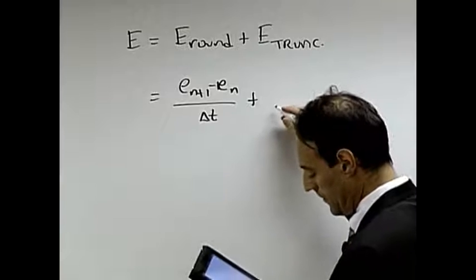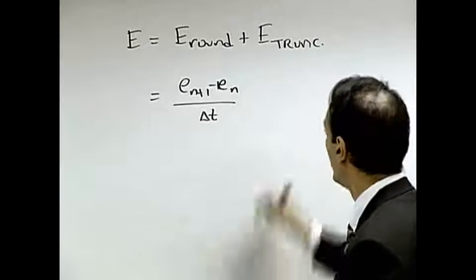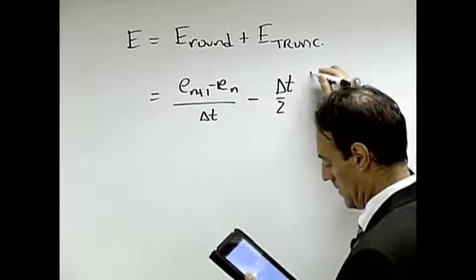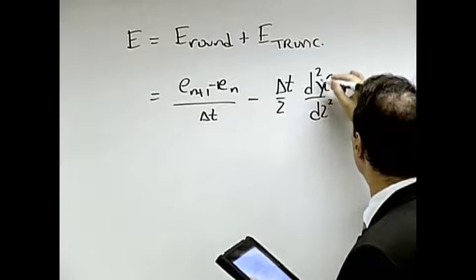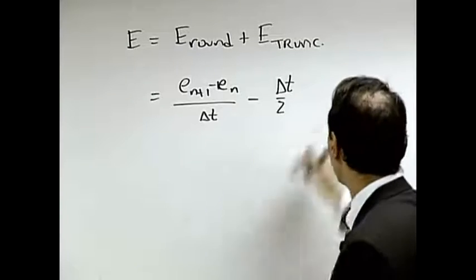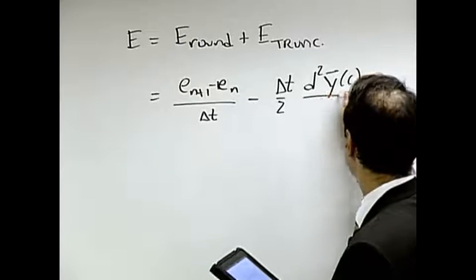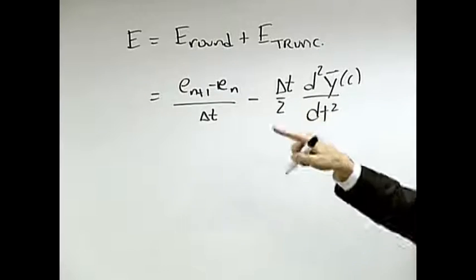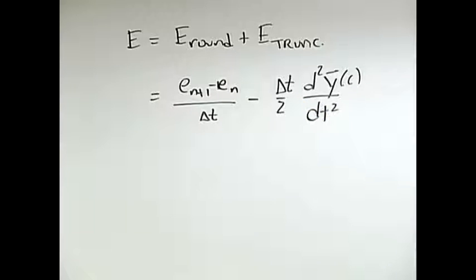Plus, here in the truncation, let me get this right, I have minus delta t over 2, and let me try to write a second derivative if I can. Remember, I've divided everything by delta t here, so that's why I only have the one delta t. This is what I have. Two portions make up the error.